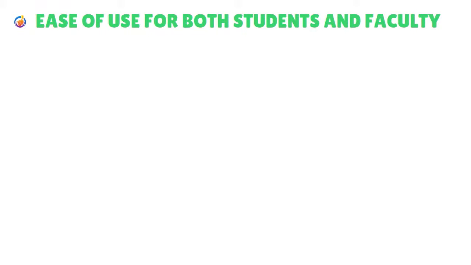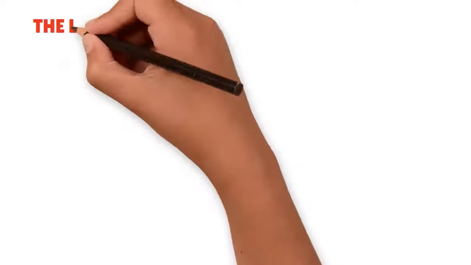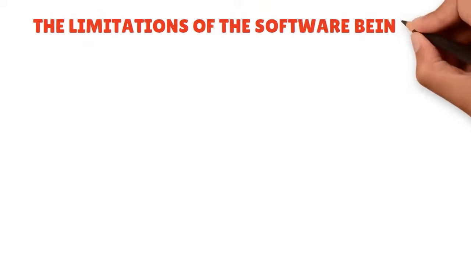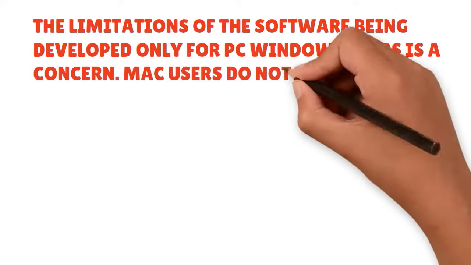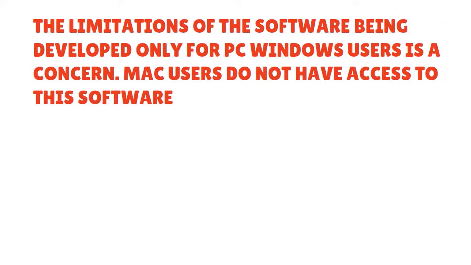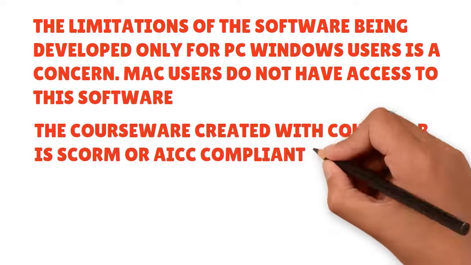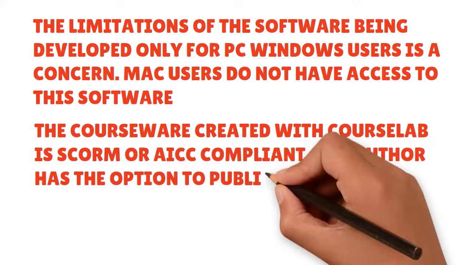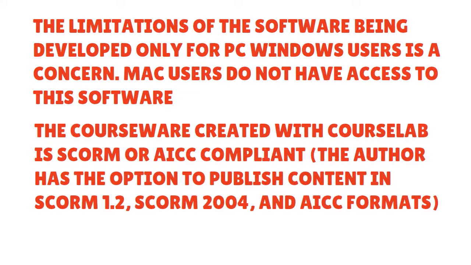Now, the only cons that we really have seen, first of all, let me talk about the cons in terms of content quality. There are two major concerns with the software. The content is limited to PC and Linux users only. So if you're a Mac user, you're not going to like it. The second thing is that CourseLab is SCORM or AICC compliant. In other words, the author has the option to publish content in SCORM 1.2, 2004 and AICC formats. So if you're out of those ecosystems, you are really not fortunate.